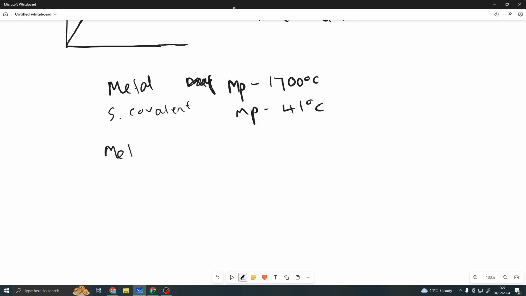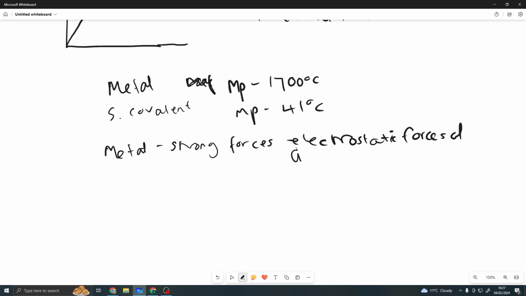So a metal, as we know, has strong forces. You've got to be able to name these forces. What are they? They are electrostatic forces of attraction. You need to know that. It basically means opposite charges attract, right? They are strong. So, as you know, it takes a lot of energy to break strong forces.